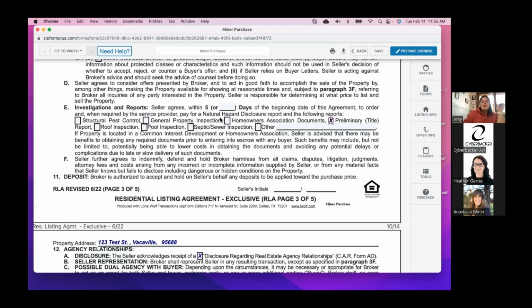We're gonna pre-open escrow. We're gonna have that NHD report, and we're gonna get a general property inspection. Probably a structural pest too. All right, you can choose how you want to do business. I highly recommend doing inspection reports ahead of time. If you read the Disclosure Information Advisory, the DIA form, it talks about the importance of pre-listing inspections.